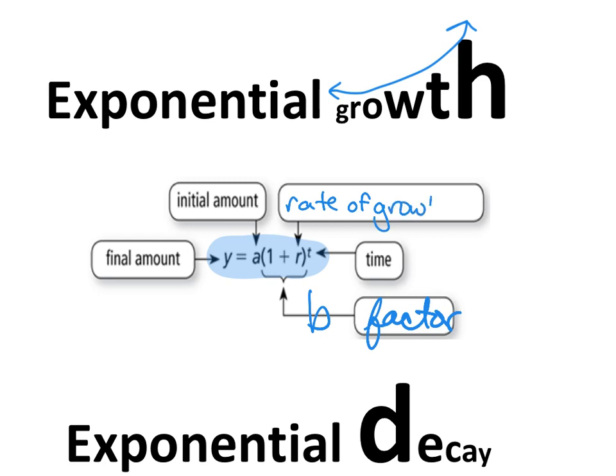Now, rate of growth will be given to you in problems, in word problems, as a percentage. Anytime you put it in this equation, you're going to need it in decimal form. So we're going to have to change percents to decimals today. And if you forgot how to do that, I got you. The Dr. Pepper method is exactly what we're going to do.